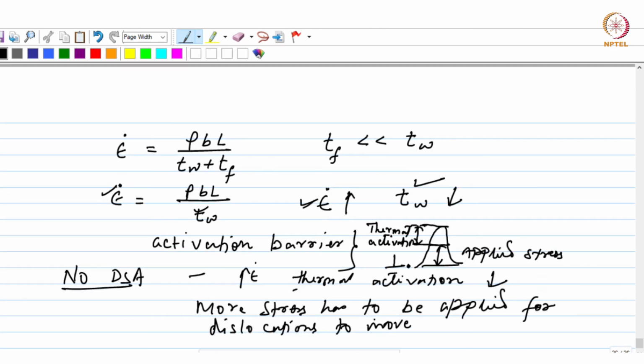Because if one component of this activation decreases, the other has to be increased for the dislocations to move. So in this particular case, the thermal activation has decreased due to a decrease in the waiting time, and as a result of that, the other component, that is the applied stress, has to be increased for the dislocations to move and the plastic deformation to continue. And that is why, under normal conditions where there is no dynamic strain aging occurring, as you increase the strain rate, the strength or the stress needed for the plastic deformation to occur also increases, and that is how you have this particular relationship between the stress and the strain rate.